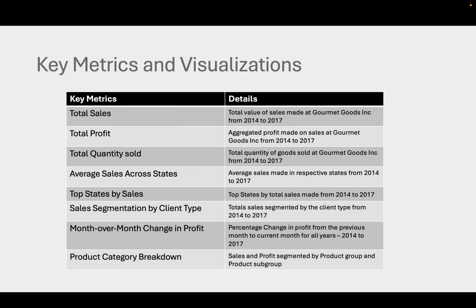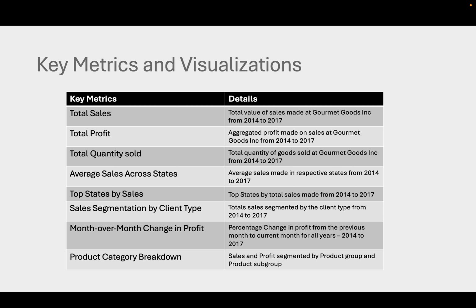Now, in terms of the key metrics that we're looking for in terms of the sales for the store, first we started with what is the total sales: the total value of sales made at the store from 2014 to 2017. It was important to look at it in dollar amounts. So that is for total sales. Then total profit is the aggregated profit made on all the sales at the store from 2014 to 2017.